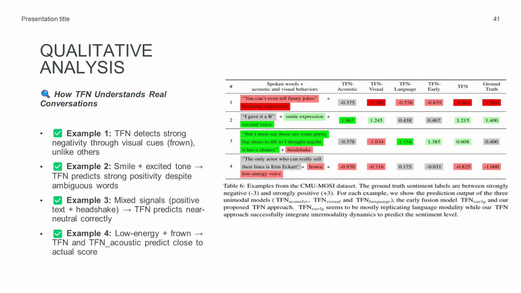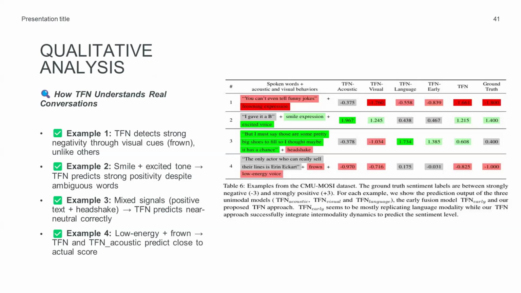Example 3: but I must say those are some pretty big shoes to fill, so I thought maybe it has a chance, plus a shrug. TFN correctly predicts a neutral sentiment, showing it can resolve cross-modal contradictions.